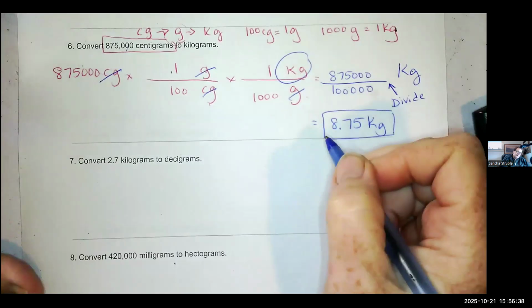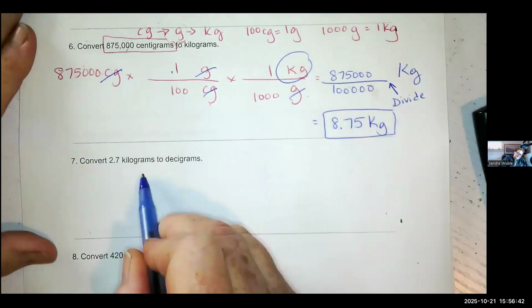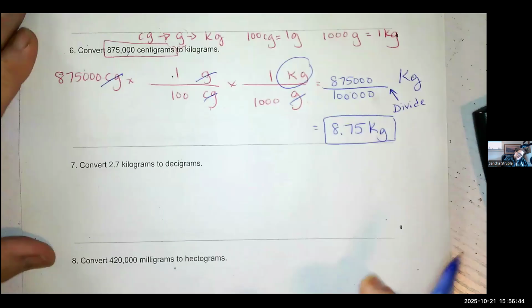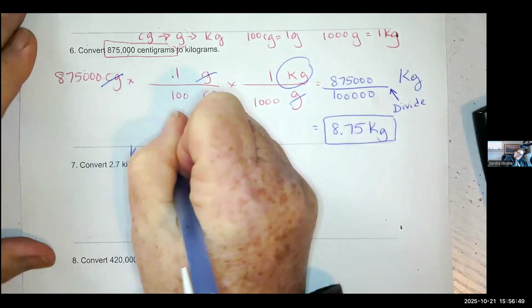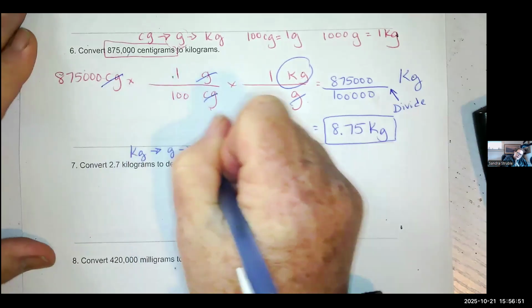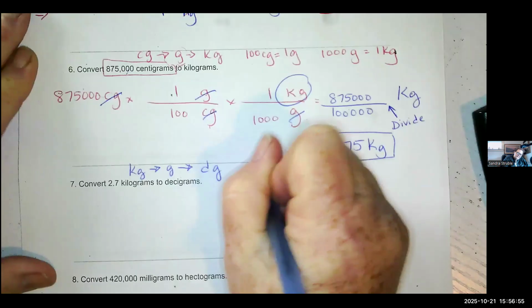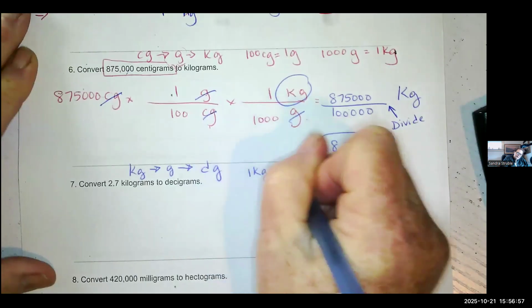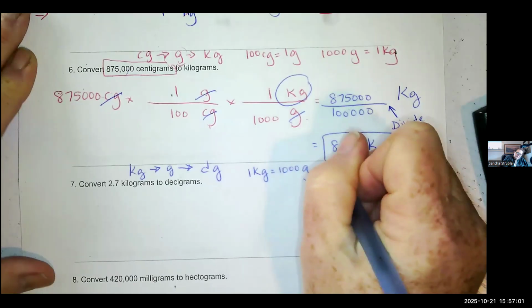All right, convert 2.7 kilograms to decigrams. Attempt this one yourself and come back and see how you did. So we're going to start from kilograms to grams to decigrams. And I'm going to give you the conversions. 1 kilogram is 1,000 grams. And then we're going from grams to decigrams. So 1 gram is 10 decigrams.